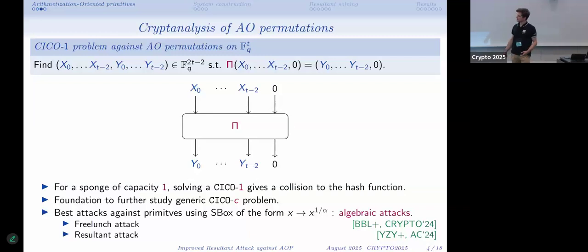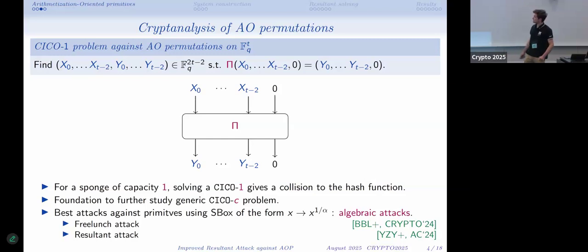The problem we are trying to solve here is called the CICO problem. In particular, we only target CICO-1 in this case. Given a permutation pi, the CICO-1 problem is as follows. We're trying to find, as the name would suggest, constrained inputs and outputs, so x0 up to xt minus 2 and y0 up to yt minus 2. And usually we do this with a constraint of 0 on input and output.